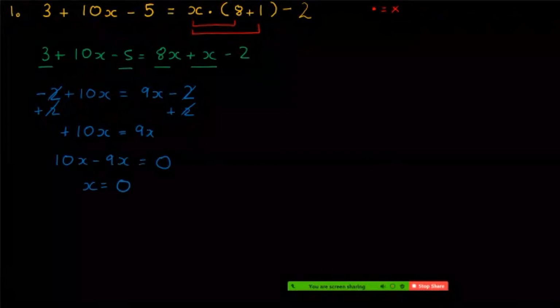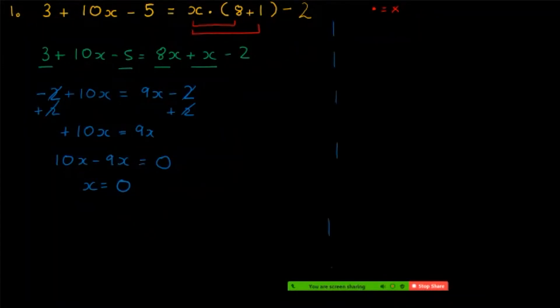Like you guys learned in the previous video, we can check our answer by substituting x equals 0. So let's rewrite this equation. Instead of using x, we use 0. Let's give us a little bit of space. So 3 plus 10 times 0 minus 5 equals 0 times (8 plus 1), minus 2. So let's use the distributive law to solve these brackets.